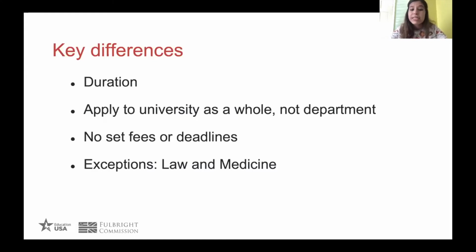There are also no set fees or deadlines. Every university can set their own deadlines for submitting applications, as well as their own fees. And finally is the fact that law and medicine are only offered as postgraduate degrees in the US. You do have to already have a first degree in something else in order to study these. So if you're interested in pursuing this, you can ask more about it at the end, or you can check our website for more information.